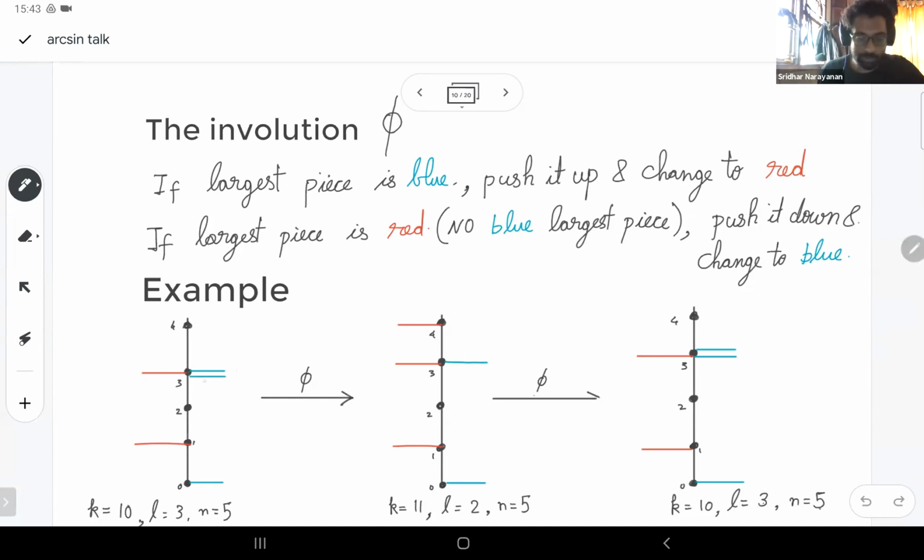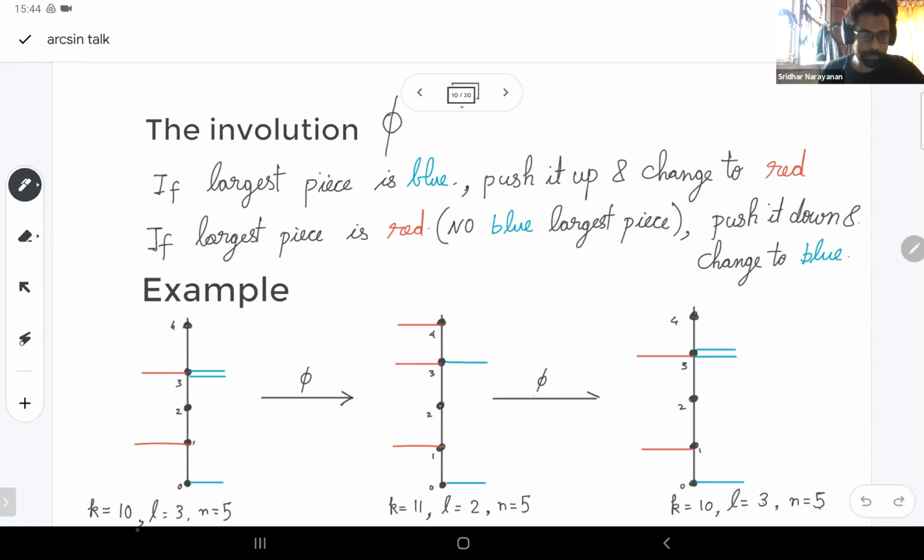So in this case, we can push up because there's a blue piece. We push it up to 4 and change its color to red. So from here, we've pushed up a blue piece to the 4th level and changed its color to red. Now, if we apply the involution to this, the largest piece is now on level 4 and it is a red piece. So we try to push up, but there is no blue piece to push up. So we are forced to push down. We push the red piece down and change the color to blue. So we push from 4 back to 3 and change the color to blue.